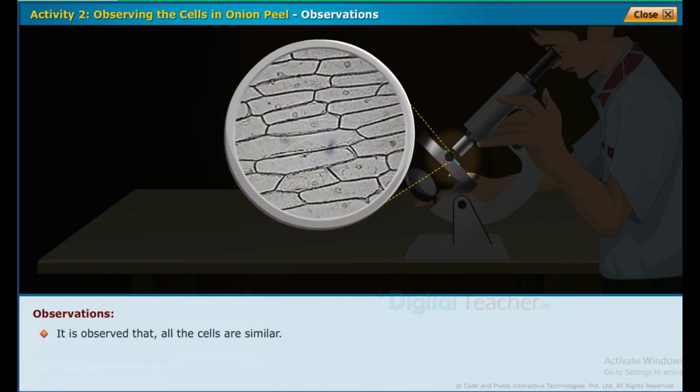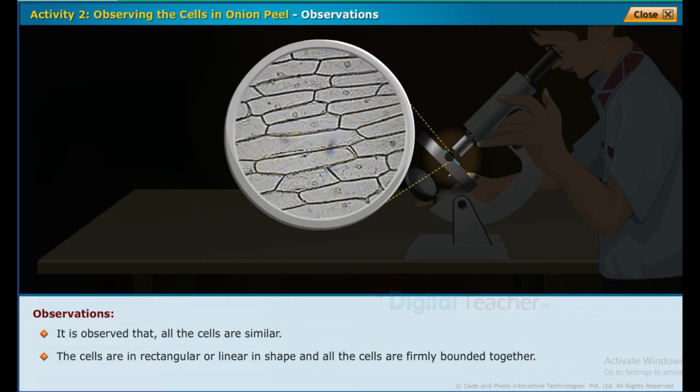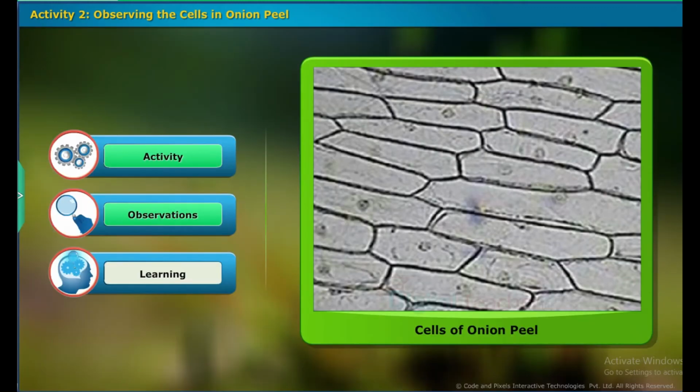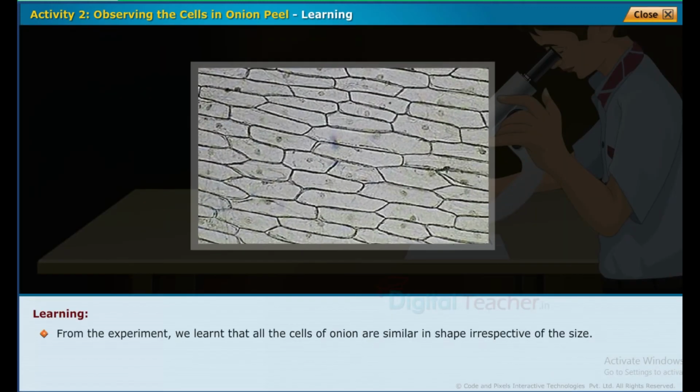It is observed that all the cells are similar. The cells are rectangular or linear in shape and all the cells are firmly bound together. From the experiment, we learned that all the cells of onion are similar in shape irrespective of the size. The onion peel cells are plant cells.